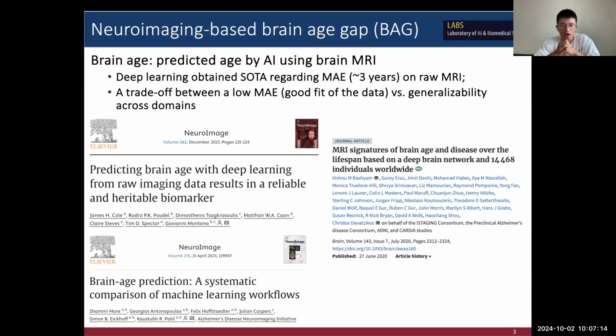Some other recent work also systematically benchmarked brain age prediction tasks using different MR modalities, like functional MRI, diffusion MRI, DTI measurements, and also T1-weighted MRI, like cortical thickness, brain volume, etc., with a set of various machine learning models.